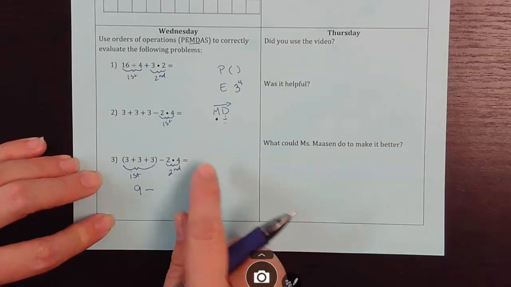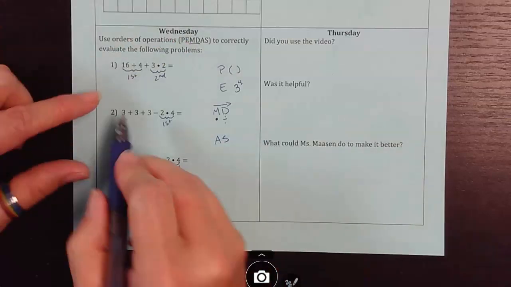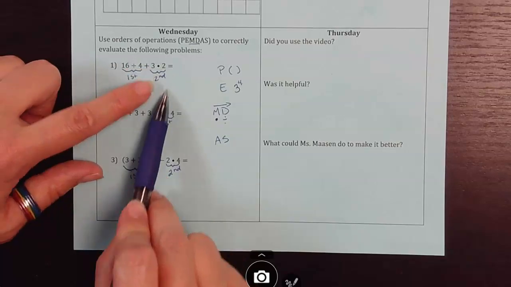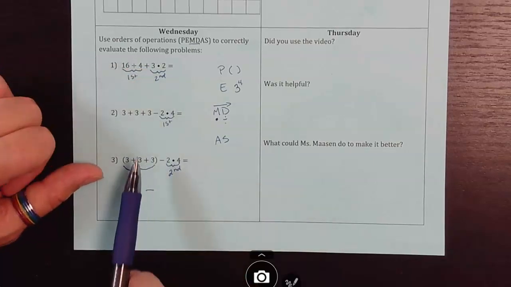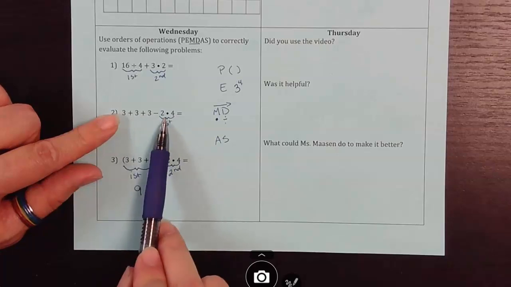Okay? The last one is adding and subtracting, which everything else I'm going to go through and add. So get your answer here and add it to the answer here. So you'll have two numbers you're adding together. Here you can do 3 plus 3 plus 3 minus whatever that number is.